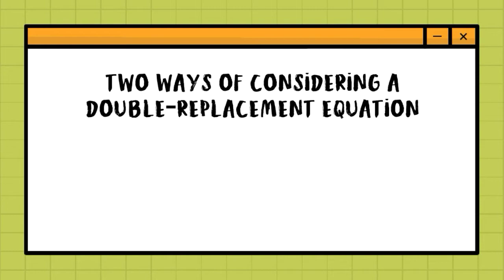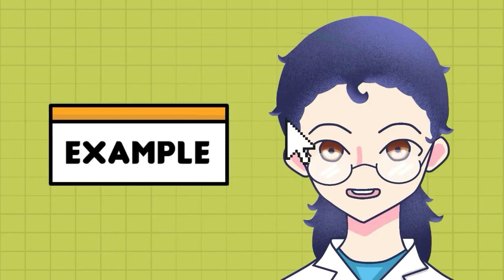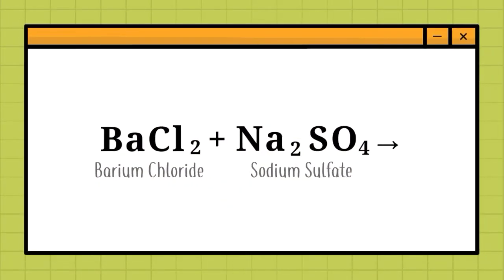There are two equivalent ways of considering a double replacement equation. Either the cations are swapped or the anions are swapped. You cannot swap both. You would end up with the same substances you started with. Here is an example of a double replacement reaction. What cations and anions are participating in this chemical reaction?